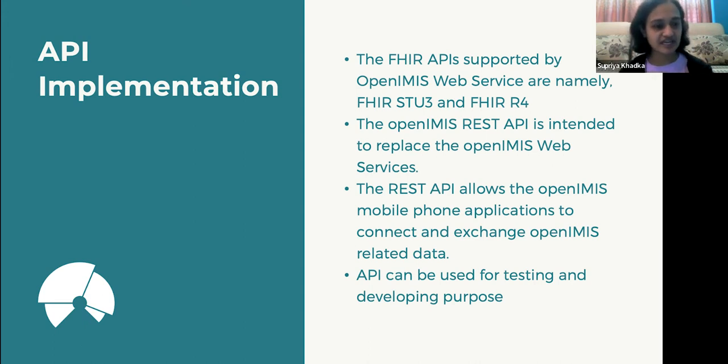Finally, talking about the API implementation. As I mentioned in the key features, easy integration is an essential feature of openIMIS. For the easy integration, API is of utmost importance. The FHIR APIs supported by openIMIS web services are FHIR STU3 and FHIR R4. The openIMIS REST API is intended to replace the openIMIS web services. The REST API allows the openIMIS mobile phone applications to connect and exchange openIMIS related data. The API can be used for testing and developing purposes. So with the help of API, different kinds of integrations can take place.